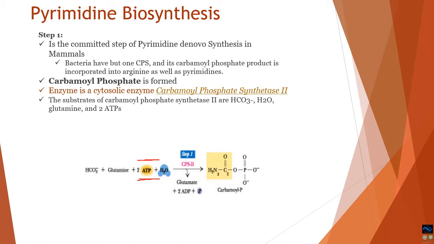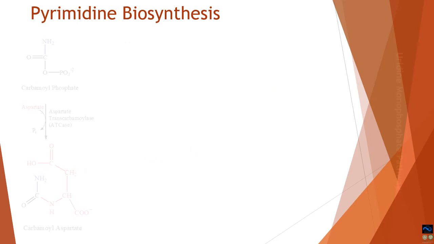This is the committed step in the pyrimidine de novo synthesis, especially in mammals. Whereas in bacteria, there is another kind of CPS, so the committed step in bacteria is not this step. So whenever the regulation has to happen in mammals, it will be happening here, but in bacteria, the committed step and the regulatory step is not this step.